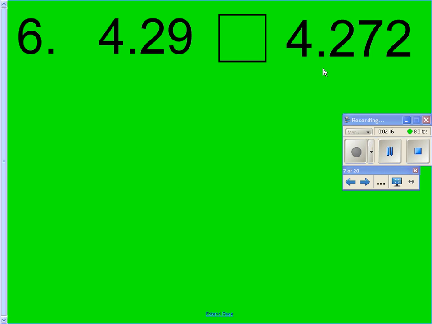This next one, try it on your own. You can pause the video. Okay, so the 4s in the ones place are the same. The 2s in the tenths place are the same. 9 is greater than 7, so 4 and 29 hundredths is greater than 4 and 272 thousandths.